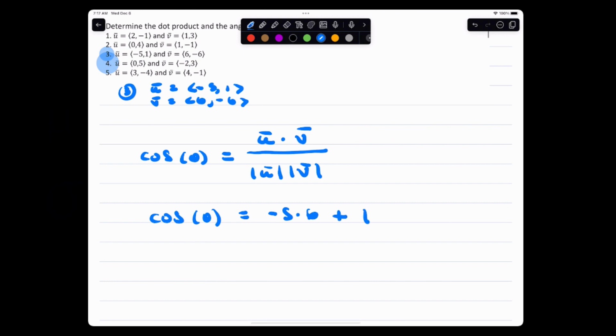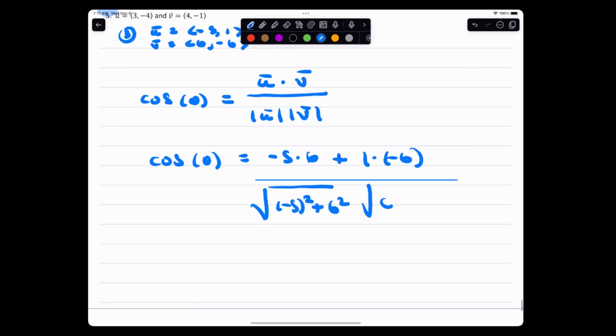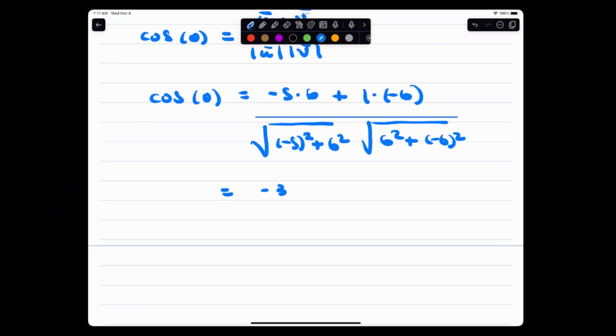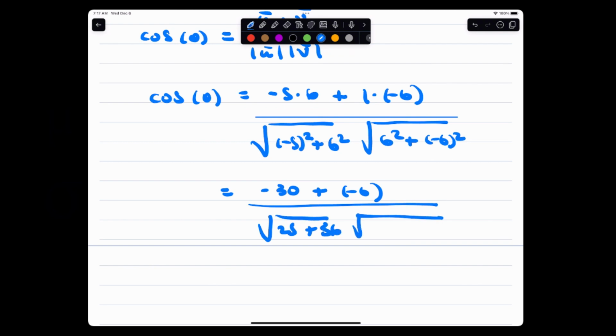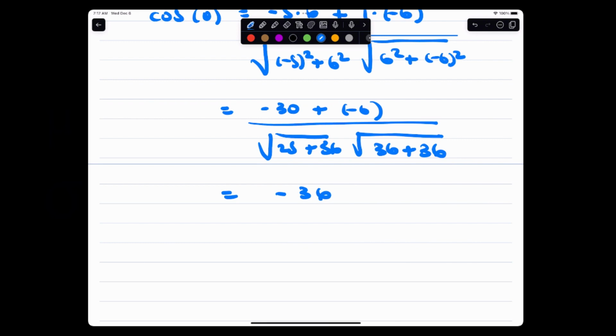-5 times 6 plus 1 times -6, over the square root of -5 squared plus 1 squared, times the square root of 6 squared plus -6 squared. Okay, and we get what? -30 plus -6, over the square root of 25 plus 1, square root of 36 plus 36. So -36 over square root of, what's 25 plus 1? 26? Actually, 61, and then this is 72, it looks like. Is that right?